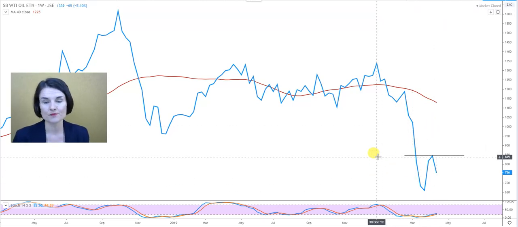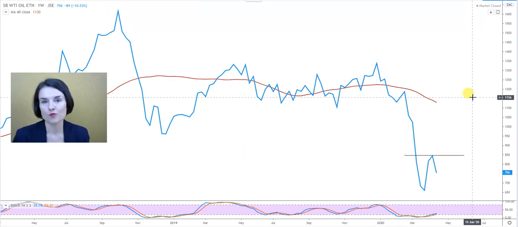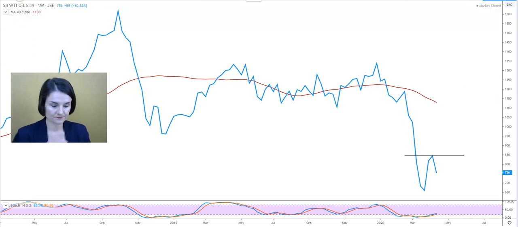And I think it's a nice opportunity for a long-term investor to have exposure to the actual West Texas oil price for possible upside when we go back to normal and the demand is there.